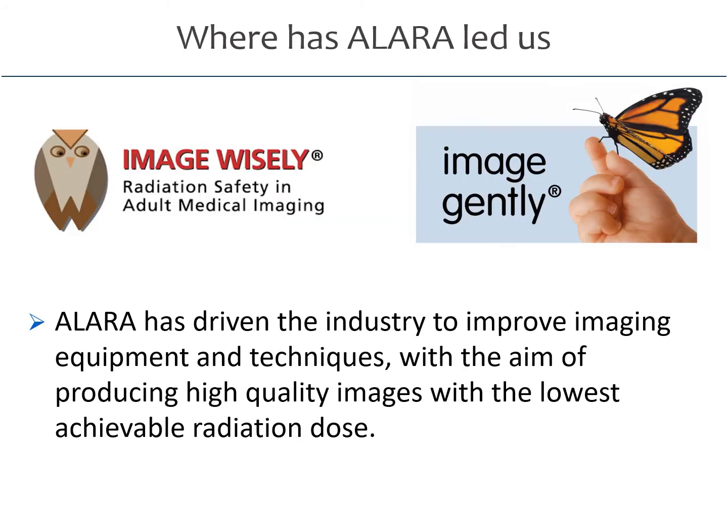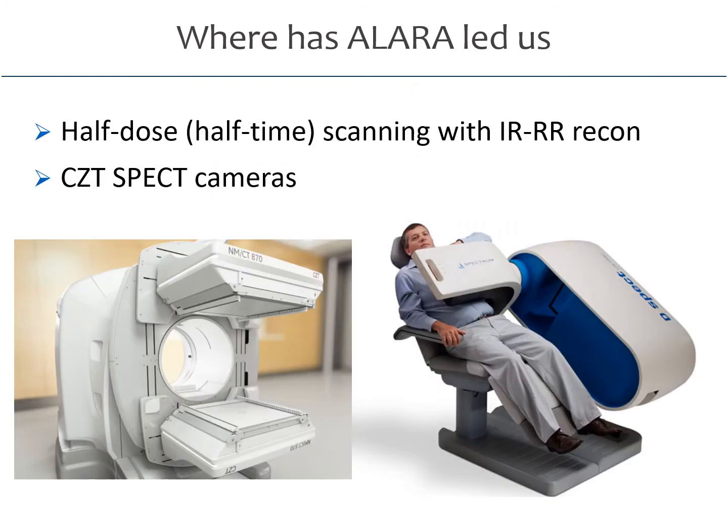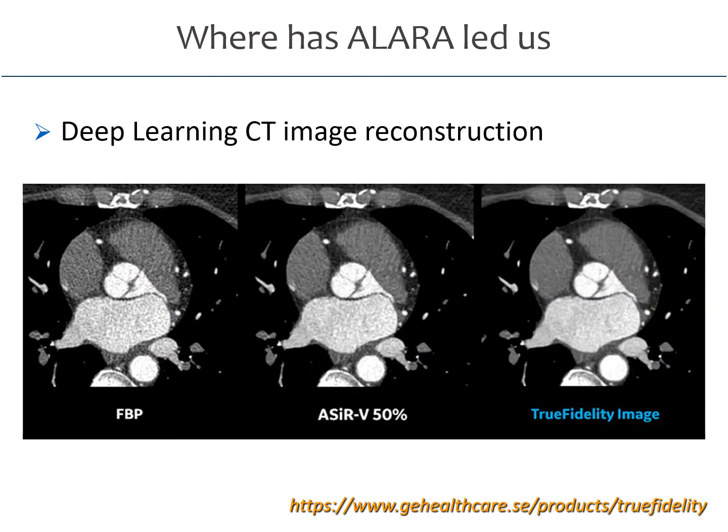Where has the ALARA principle led us? And the other radiation safety promoting initiatives like Image Wisely and Image Gently? Well, they have driven the industry to improve imaging equipment and techniques with the aim of producing high-quality images with the lowest achievable radiation dose. So we now have CZT gamma cameras with more efficient detectors, and we have new iterative reconstruction algorithms and image correction software to perform scanning with only half the dose compared to the doses that we used to have some years ago. CT scanners also have more efficient detectors, and new iterative reconstruction algorithms became available, which reduced image noise and allowed scanning with lower radiation doses compared to the traditional reconstructions with filtered back projection.